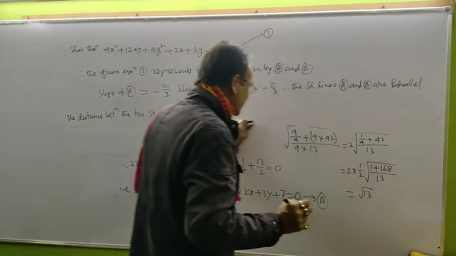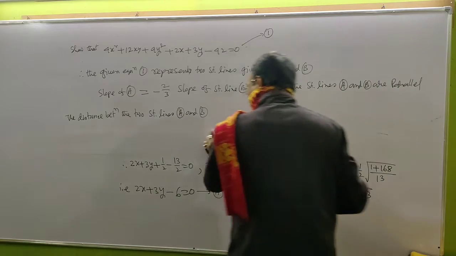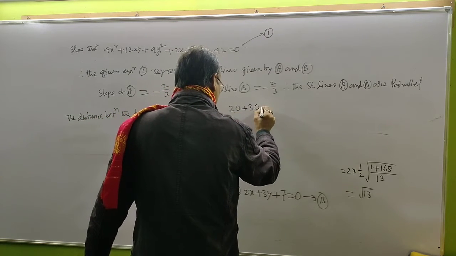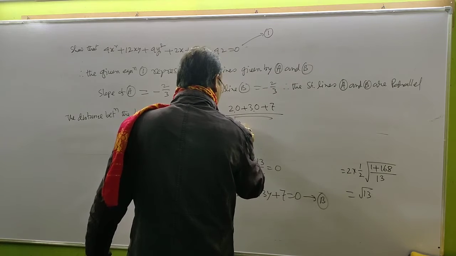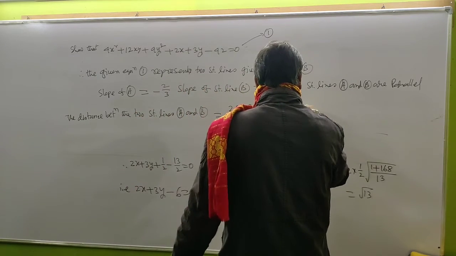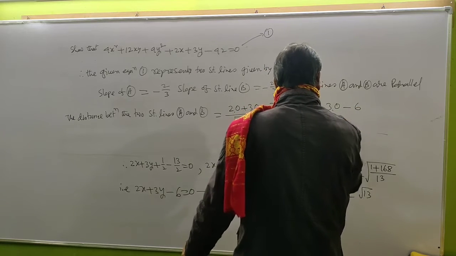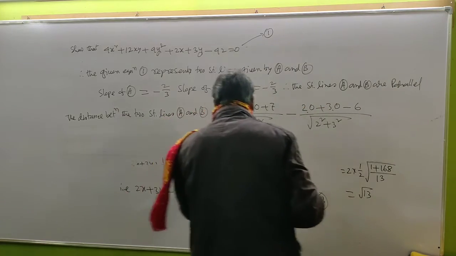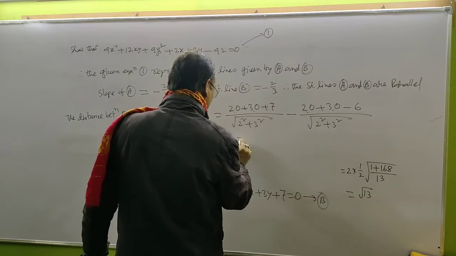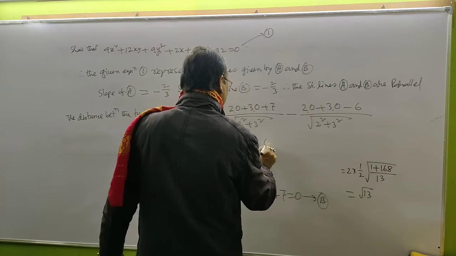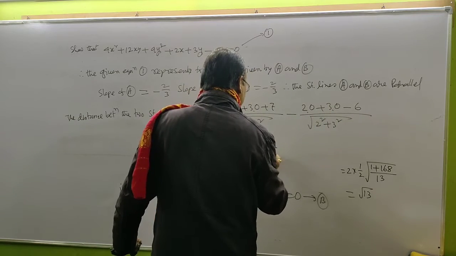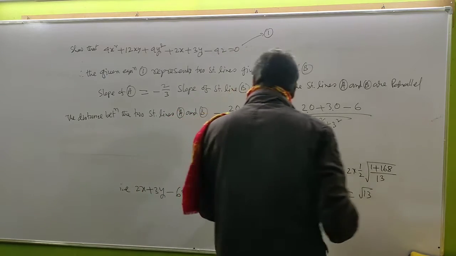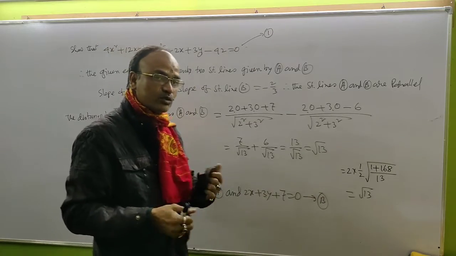the distance between the two straight lines A and B is equal to (2 into 0 plus 3 into 0 plus 7) divided by root of (2 square plus 3 square) minus (2 into 0 plus 3 into 0 minus 6) divided by root of (2 square plus 3 square). The distance between the two straight lines will be this. This is equal to 7 by root 13 plus 6 by root 13, which is 13 by root 13, equal to root of 13. In this way also, we may find the distance between the two straight lines.